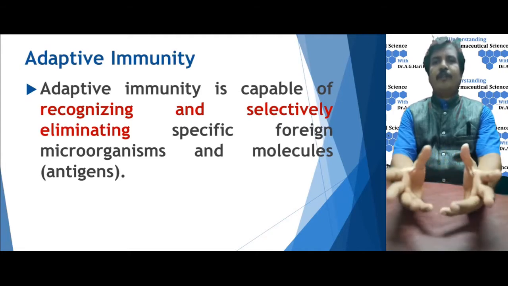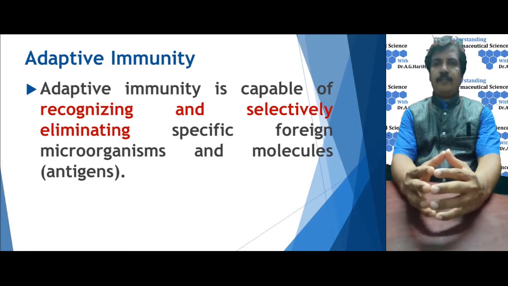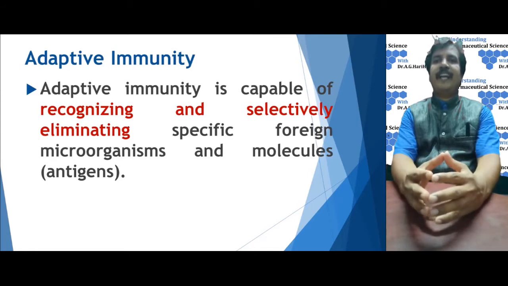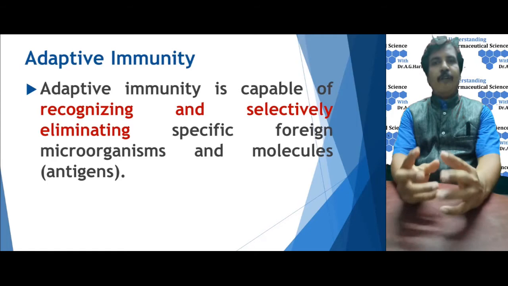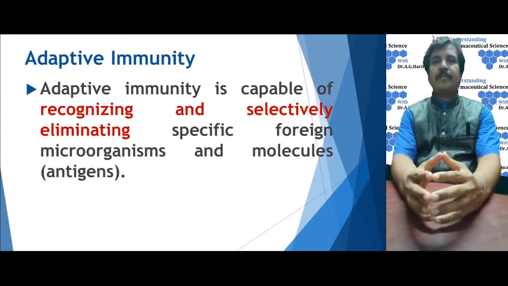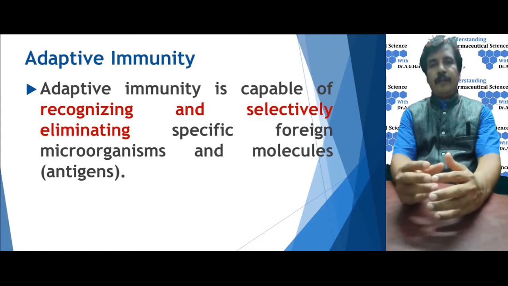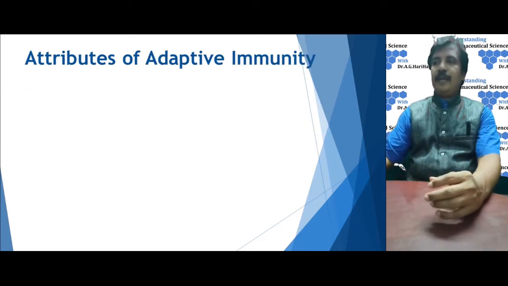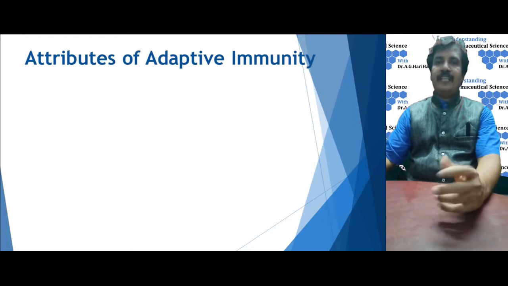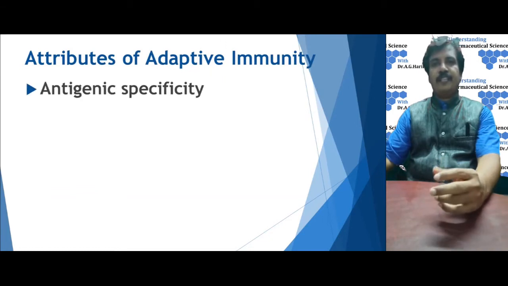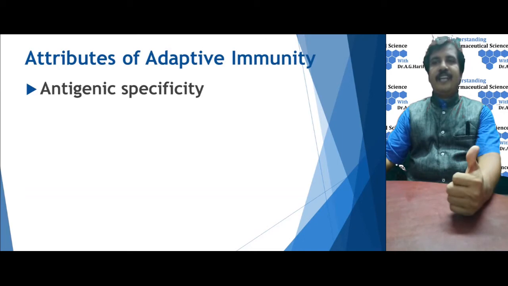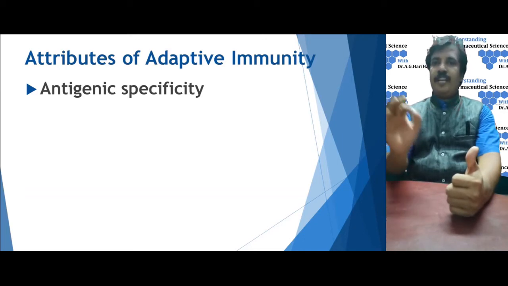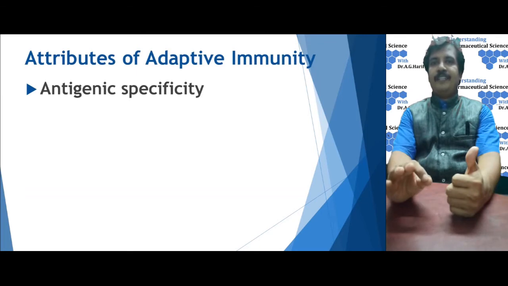Generally we call this foreign substance by a single name, antigen. How it specifically eliminates is based upon a particular part of the antigen we call the epitope, which is the antigenic determinant site. This adaptive immunity basically carries four attributes. One is antigenic specificity. I have already told you, it specifically binds with a particular antigen.